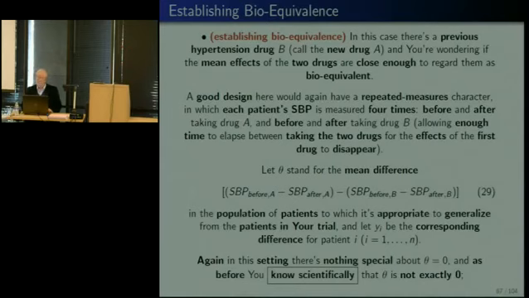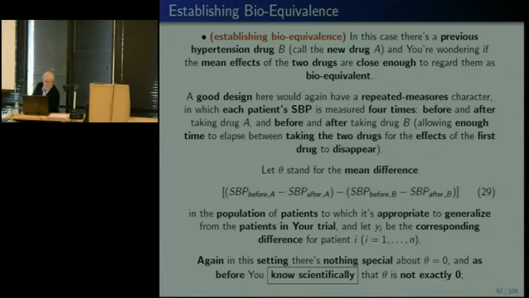So we'd have 4 numbers for each person in this design, and what you'd calculate for each patient is SBP before under A minus SBP after under A. That's how much of an improvement drug A provided, minus the same thing for B. And that will be my Y sub I for patient I, that thing in equation 29 for patient I, and let's let theta stand for the population mean difference having the same character.